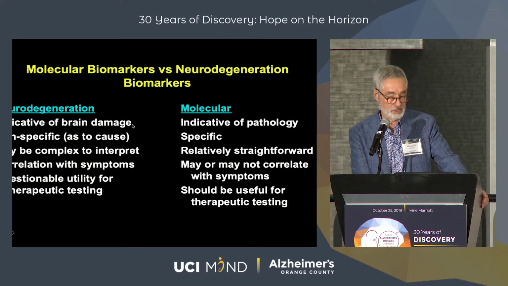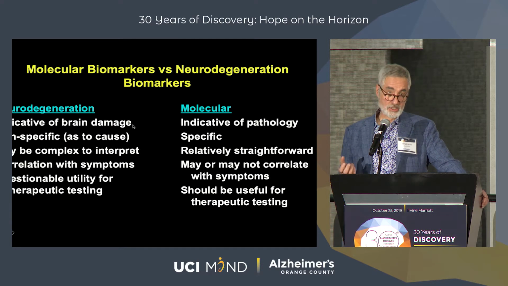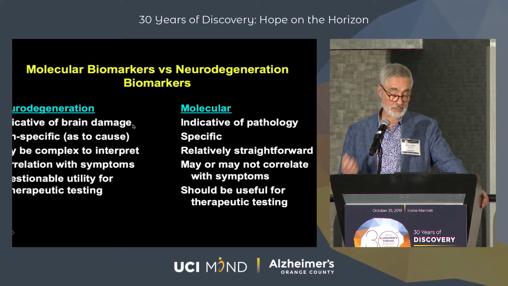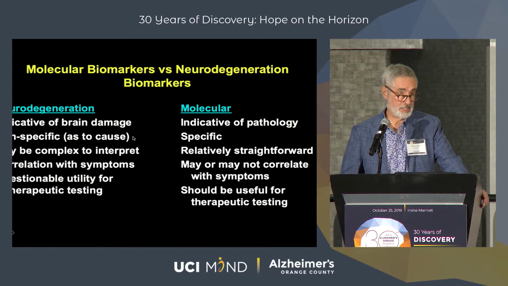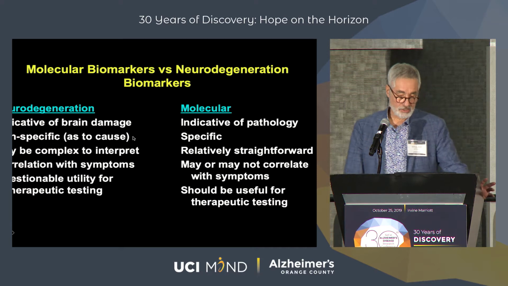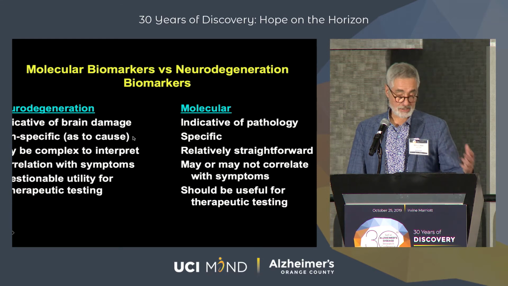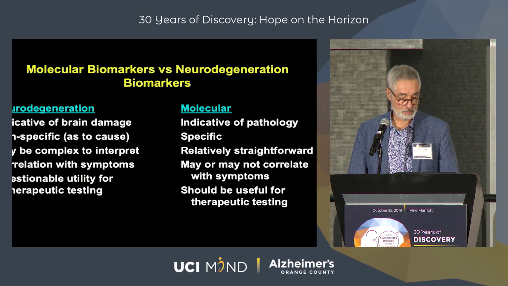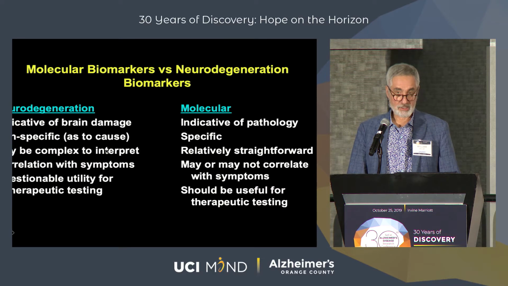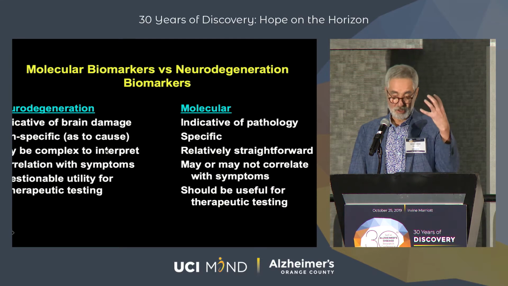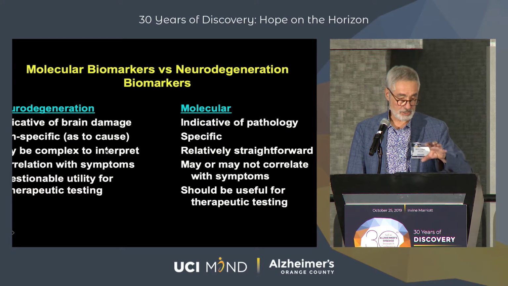So these neurodegeneration markers, whether they be changes in brain volume or atrophy or changes in glucose metabolism, are telling us something about the fact that the brain has been damaged. But they're non-specific. They don't tell us why the brain has been damaged. The shrinkage of the hippocampus, yes, it's associated with Alzheimer's disease, but as Dr. Schneider told you, it's also seen in TDP-43, frontotemporal dementia, vascular disease, and so forth. They may be very complex to interpret. It's a lot easier to see that black and white amyloid jumping out at you than seeing a subtle pattern.